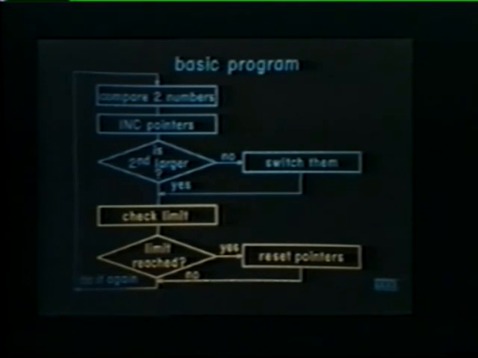You can see that we've added three new blocks to the flow diagram for our basic program loop. The first new block tells us to check the limit after each comparison. Then we ask if the limit has been reached. If it has not been reached, then we keep going. However, if it has been reached, then we first reset the pointers before cycling through the entire program once more.